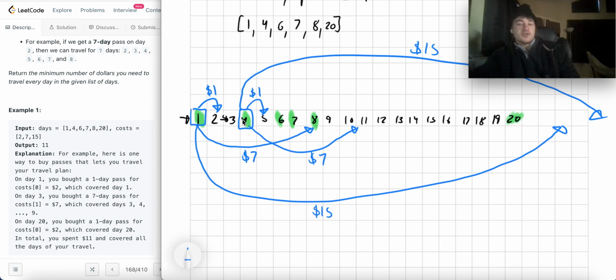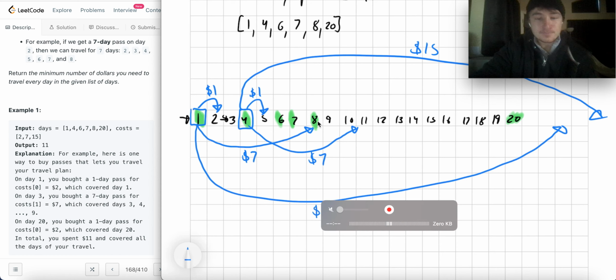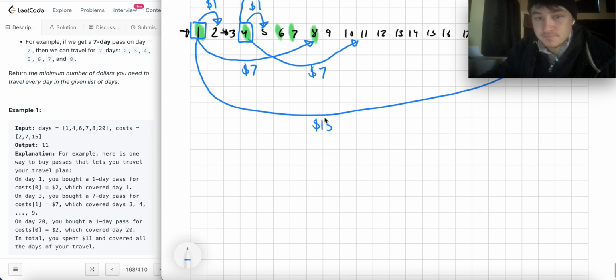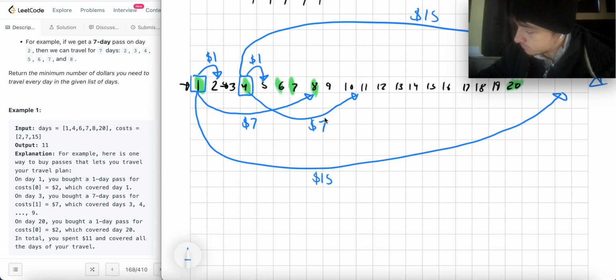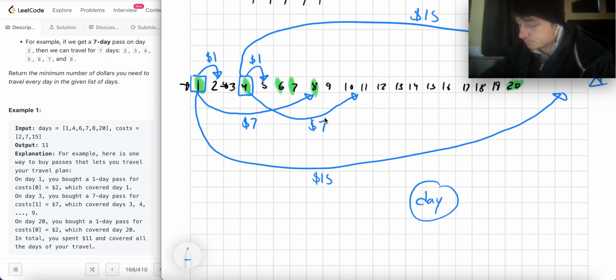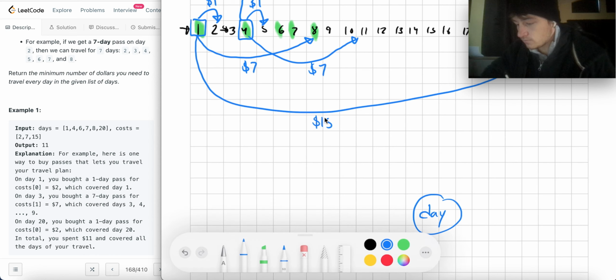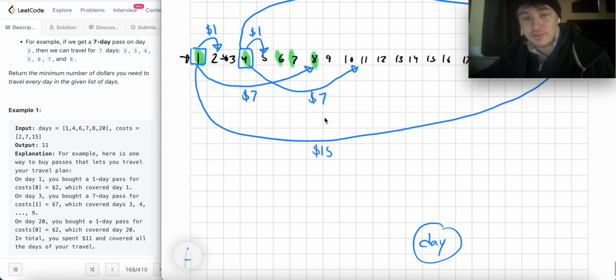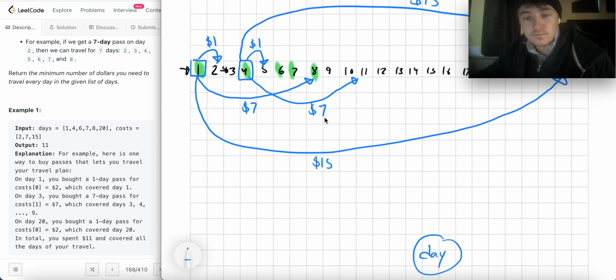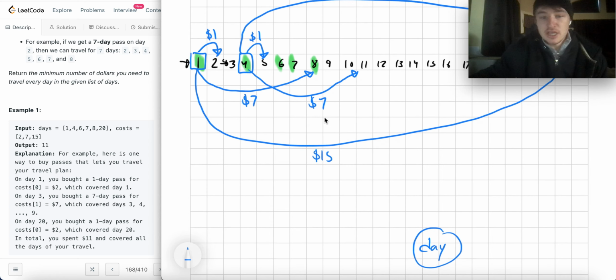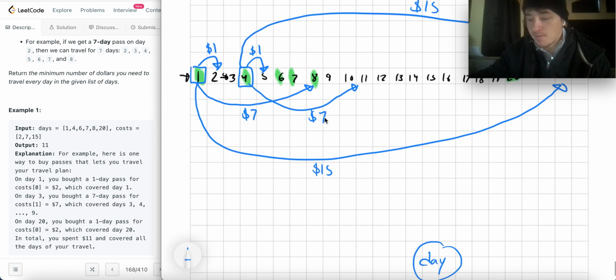So I'm not going to continue to enumerate every single edge, but you can see that the basic solution for this problem is that you have a directed acyclic graph, right? And at any generic day, we have this day node. If we have to travel that day, the cost is going to be the minimum cost.